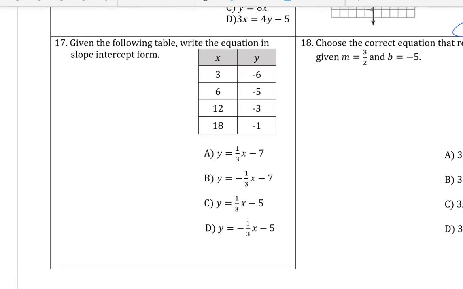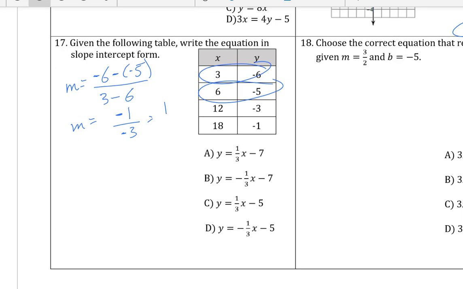Okay, we're given a table. We need to get the slope-intercept form, so that's y is equal to mx plus b. I'm just going to use my first 2 points. So to find my slope, I have -6 minus -5. And again, you can use any 2 points if you want to avoid the negatives. And I have 3 minus 6. So my m here is going to be -1 over -3, which is just 1 over 3.